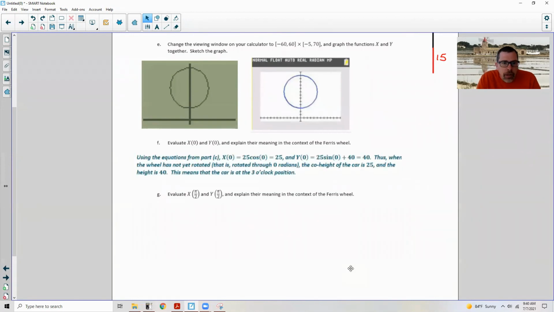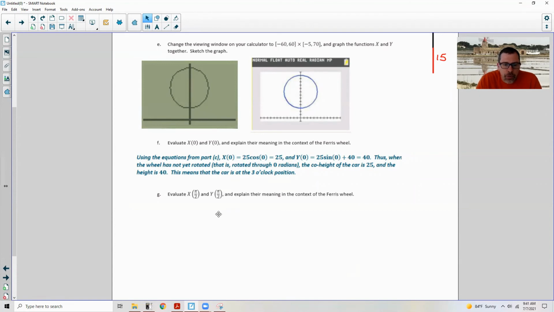Okay, so using the equations from part C, x of 0 equals 25 cos 0, and the cosine of 0 is 1, so therefore it equals 25 times 1, or 25. And y of 0 equals 25 sine 0 plus 40. Sine of 0 is 0. 0 times 25 is still 0, but 0 plus 40 is 40. Thus, when the wheel has not yet rotated, that is, rotated through 0 radians, the co-height of the car is 25 and the height is 40. This means that the car is at the 3 o'clock position.